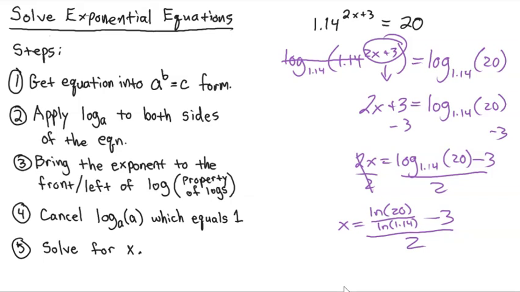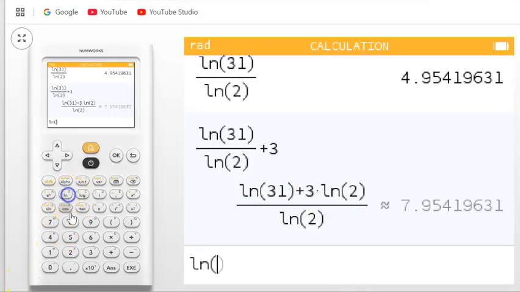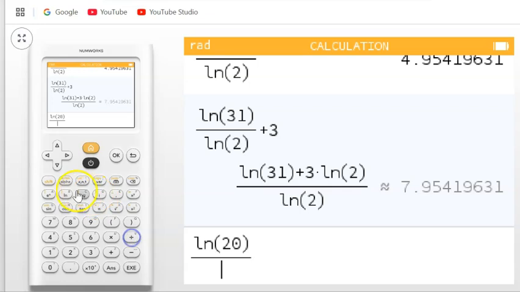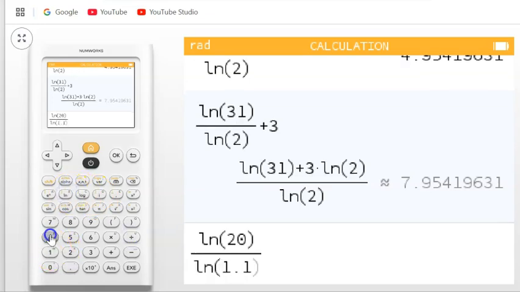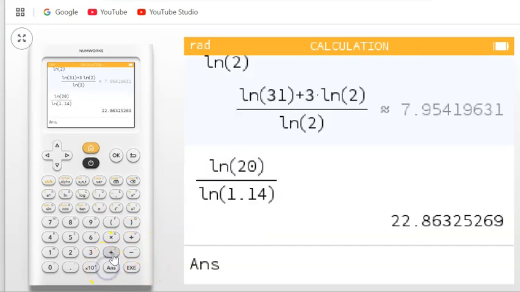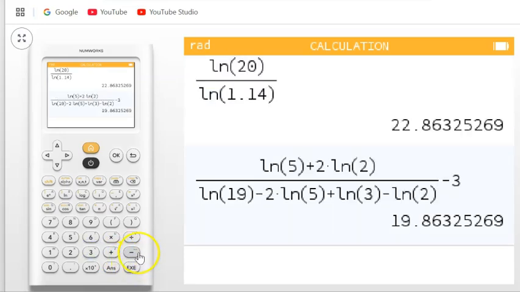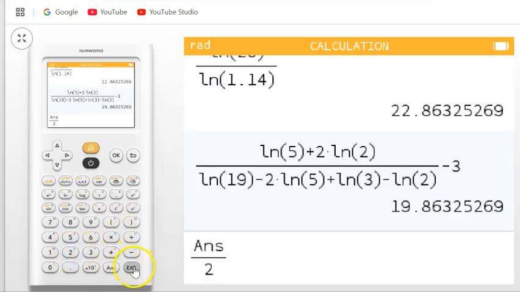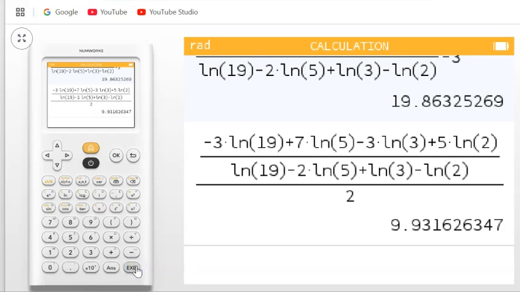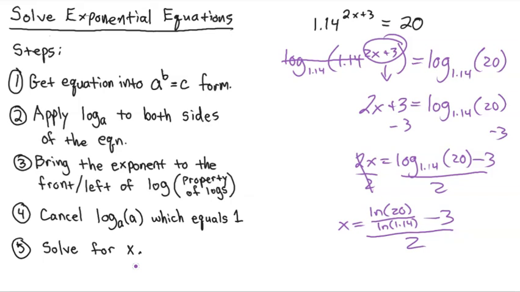Okay, so let's do this one thing at a time. We're going to do the natural log of 20 divided by natural log of 1.14. Then we're going to subtract 3 from that. Then we're going to take that answer and divide by 2. So let's do natural log of 20, close, divided by natural log of 1.14, close, press enter. And then we're going to take that answer and subtract 3. Then take that answer and divide by 2. And we get 9.932 rounded. Okay, so x is 9.932.